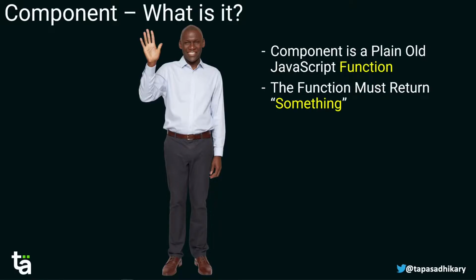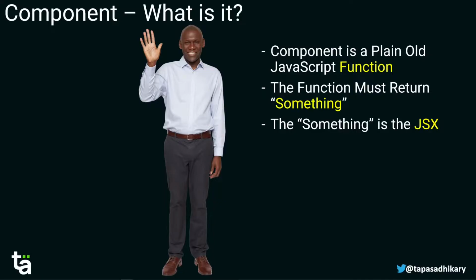Second thing, the function must return something. In a normal JavaScript function, it works even if it doesn't return something. It can actually perform some task without returning anything. But in the case of components, it has to return something. That something is always JSX, which we have learned already. Okay, this is the third important point. The something is always going to be JSX, which we have learned already.